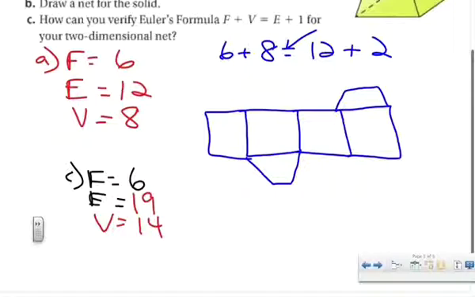Okay? Remember what I said, in the end, you'll see that everything adds up. Once again, the formula is F plus V equals E plus 1. When you're looking at it two-dimensionally, notice what we have. We have 6 plus 14 equals 19 plus 1. So we did, in fact, count things correctly.